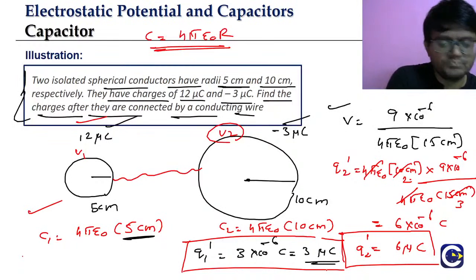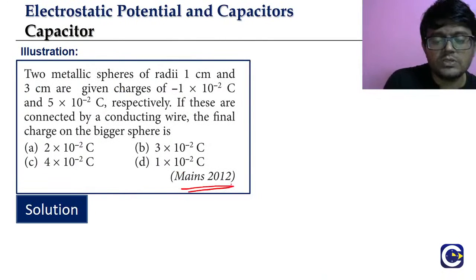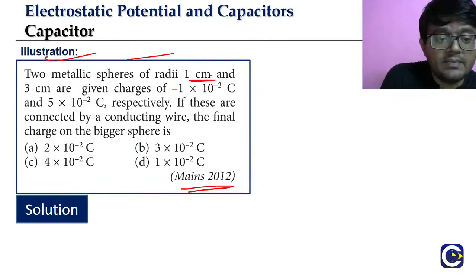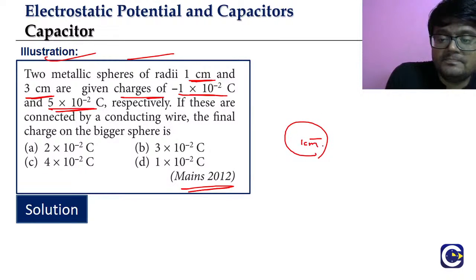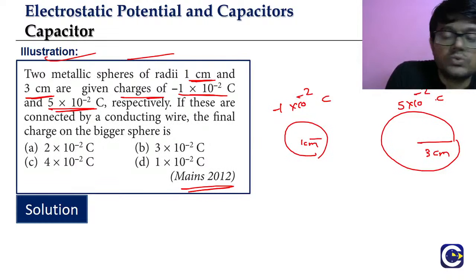Here, we got an almost similar question in the 2012 paper. Two metallic spheres of radius 1 centimeter and 3 centimeters are given charges. The charge on the 1 centimeter sphere is minus 1 into 10 power minus 2 coulombs, and the other one, the 3 centimeter sphere, has 5 into 10 power minus 2 coulombs.